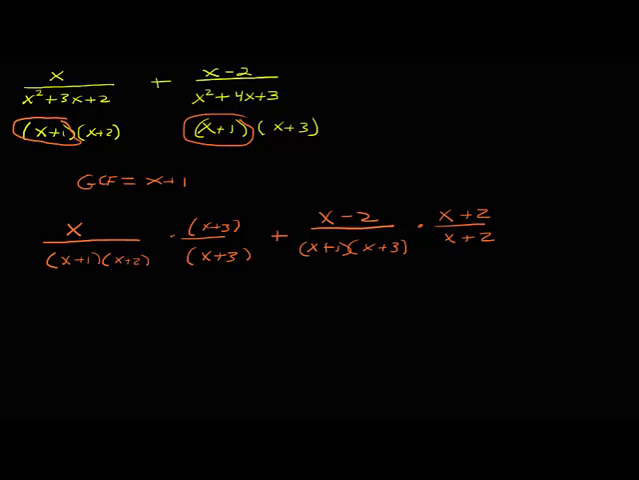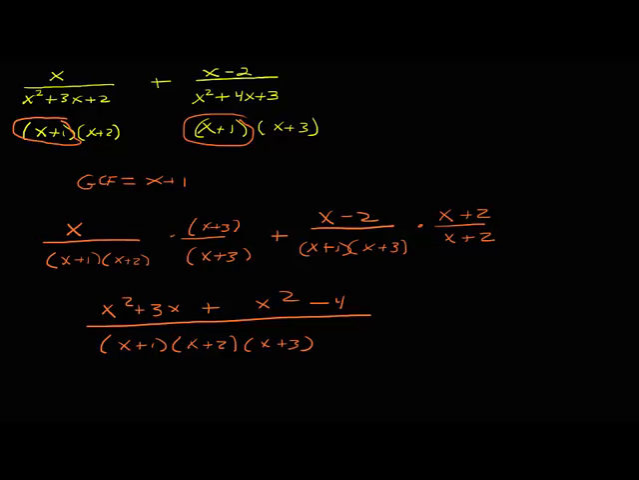Okay, so now we have x squared plus 3x plus x squared minus 4 over x plus 1 times x plus 2 times x plus 3, which becomes 2x squared plus 3x minus 4 over x plus 1 times x plus 2 times x plus 3.